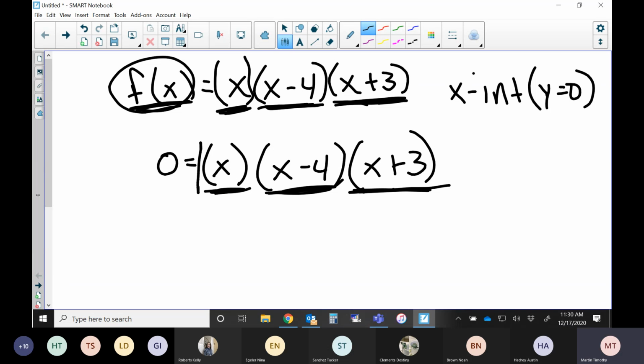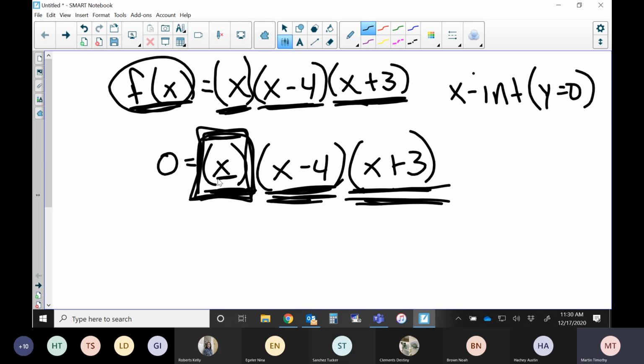What happens if this number right here is 0? Do I care about any of these other numbers? No. Why? What is this number going to do to this number? It'll make it a 0. And then what would it do to this number? Make it a 0. So what number would make this first one a 0?